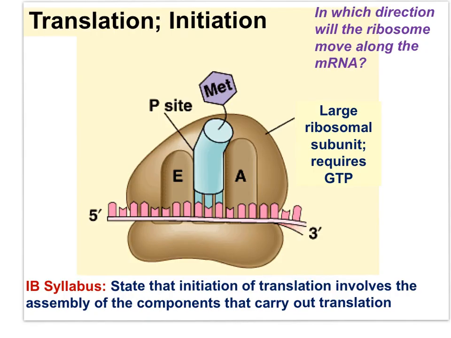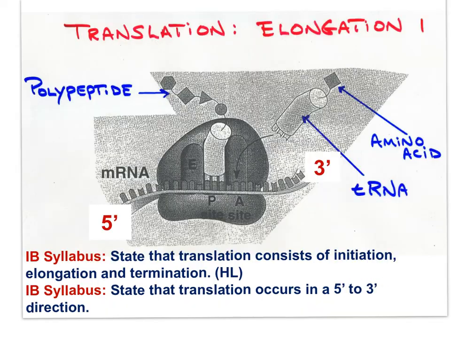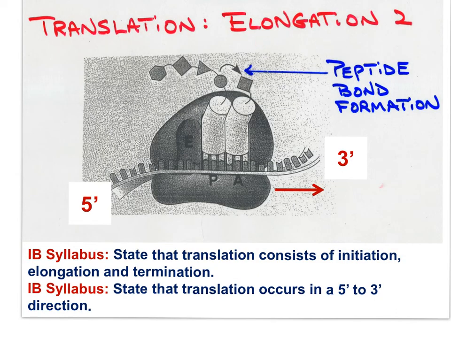In this image, the initiation of translation comes to an end with the arrival of the large subunit of the ribosome. Notice the tRNA carrying methionine sits in the P site. Elongation involves the arrival of the next tRNA to the A site. The next step in elongation is the formation of the peptide bond between the adjacent amino acids in the P and the A sites. The enzyme Peptidyl Transferase is the enzyme that forms the peptide bond.